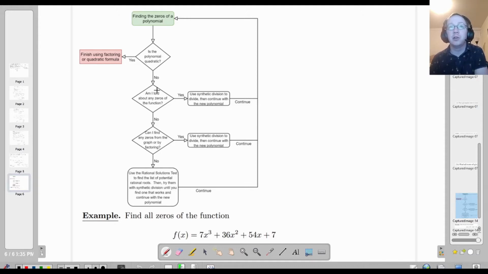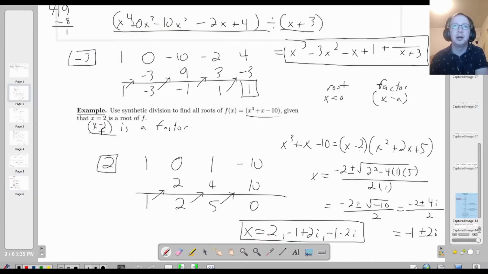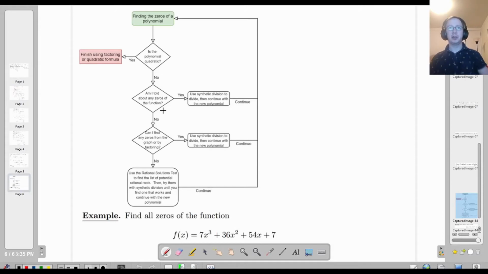But if it's not quadratic, then we have to think, okay, has someone told me one of the zeros? Like in a previous problem, we were told, hey, by the way, x equals 2 is a root, so use that fact. If we're told that, great, use synthetic division, then continue with the result of that synthetic division. But if we're not told that, we have to go to something even less pleasing. Could we factor that polynomial ourselves?